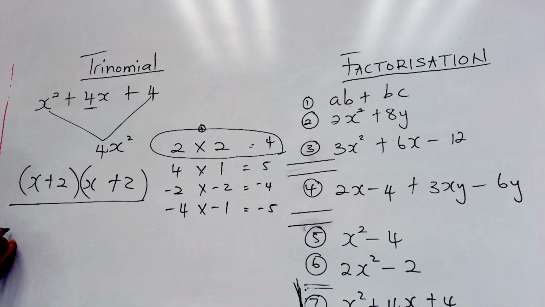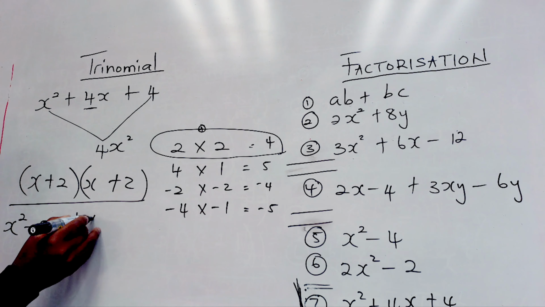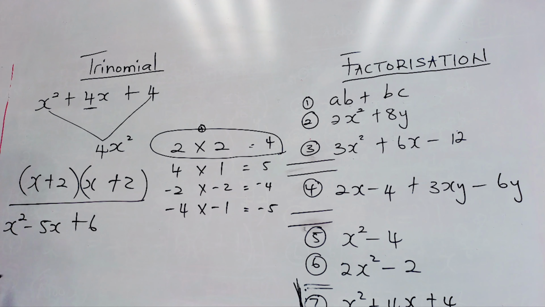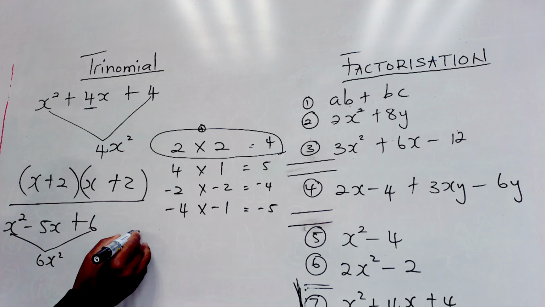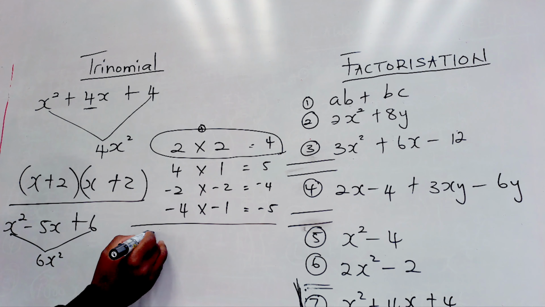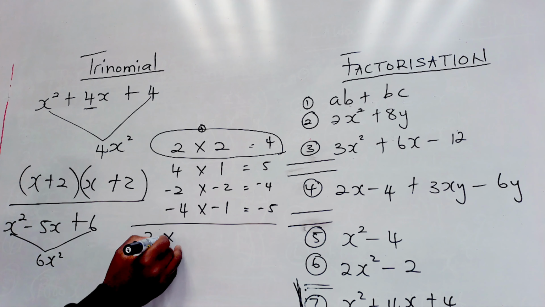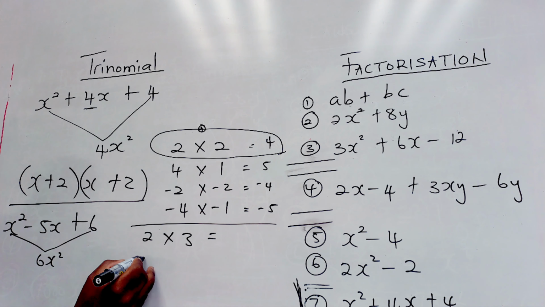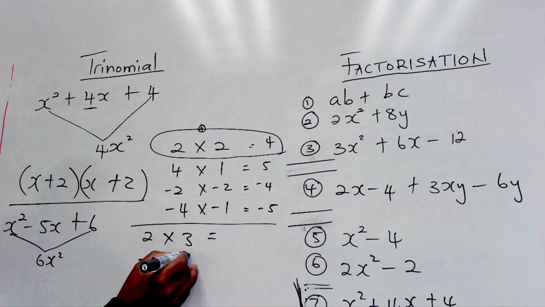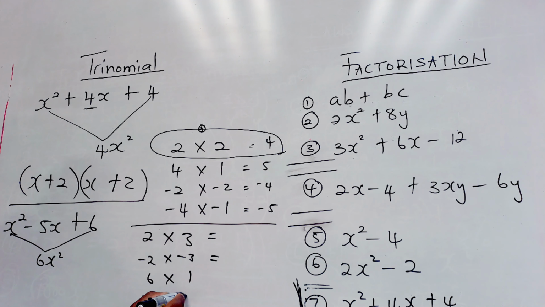Let's see how to factorize this trinomial: x squared minus 5x plus 6. We do the same thing. We look for factors of 6x squared that have to give us minus 5 if we add those factors. So 6 can be 2 times 3, minus 2 times minus 3, 6 times 1, minus 6 times minus 1.